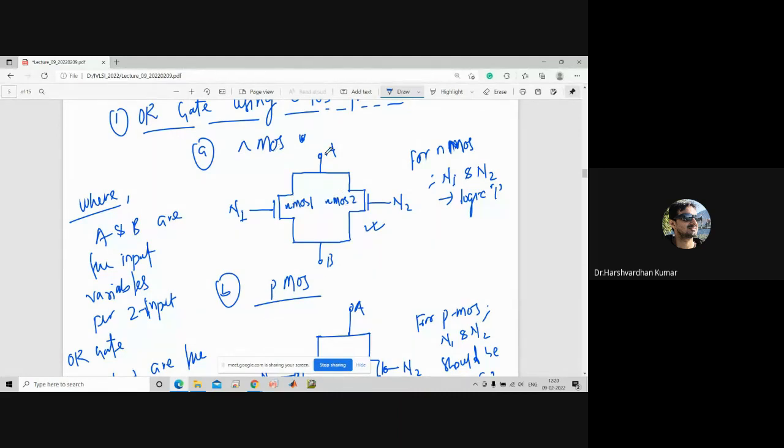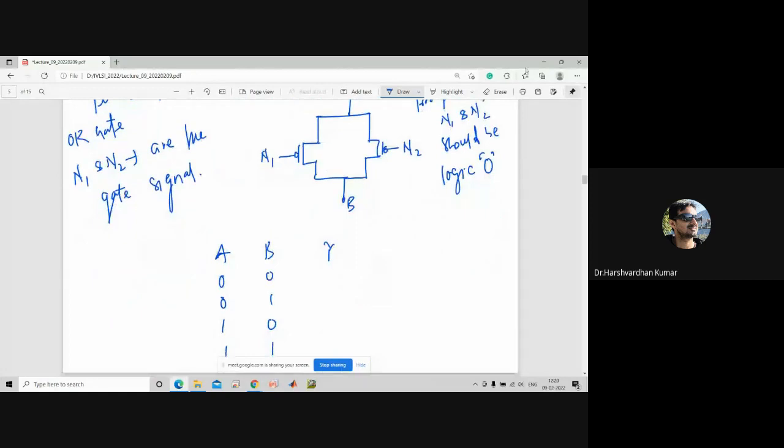So what will happen if your gate signal is already applied, that is at logic 1, and you are supplying the voltages A and B, that is 0, 0? In that case, what will happen? Both the transistors will be off. Then you can understand in detail. Let us say NMOS 1, NMOS 2, and then here you can say output.